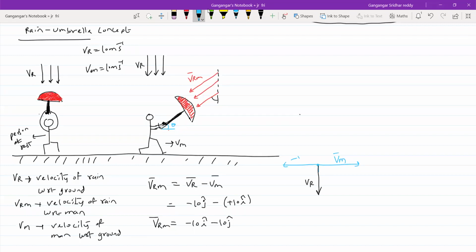Minus Vm bar should be like this now, because Vr bar minus Vm bar. I'll shift Vr bar to the left now. So this is Vrm bar. See, what is the basic definition? Vrm bar is Vr bar minus Vm bar. So for Vr bar, I'll add minus Vm bar. So Vrm bar is coming in this direction. Let me take this as theta.